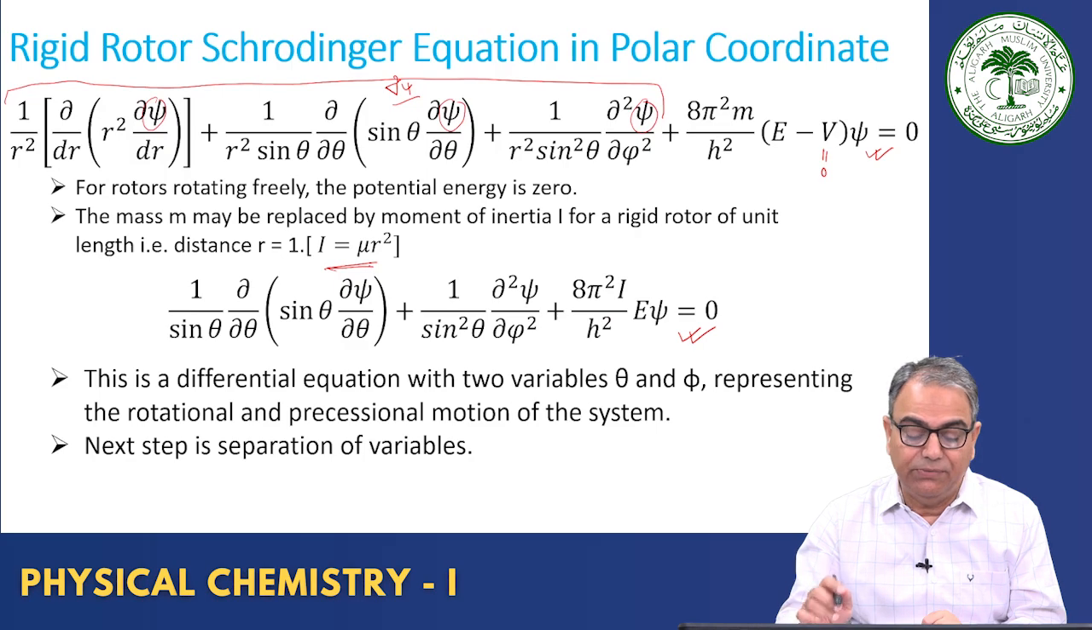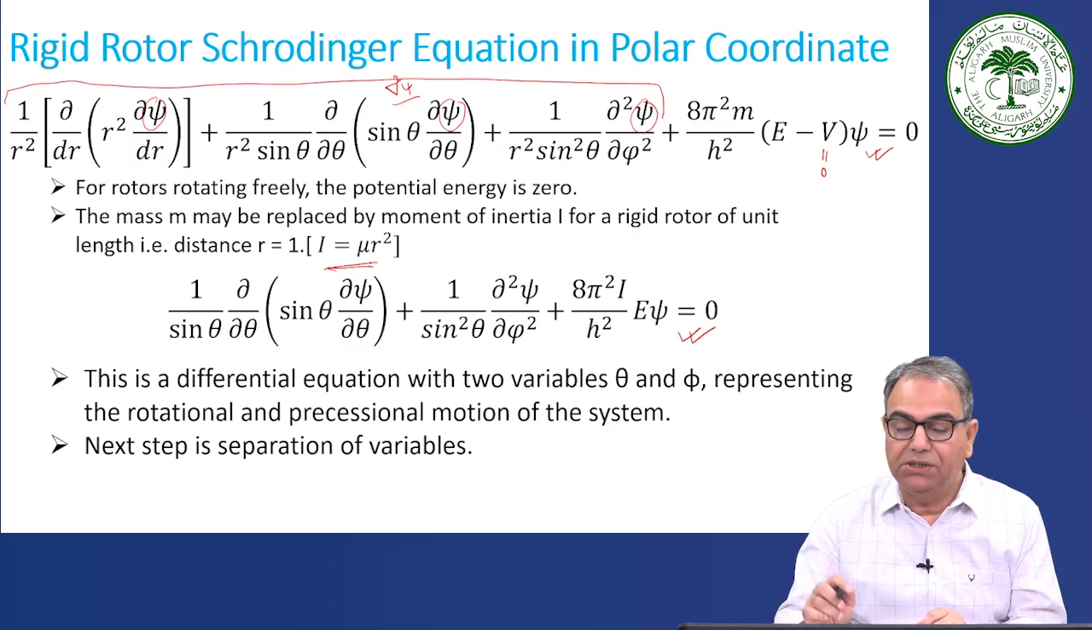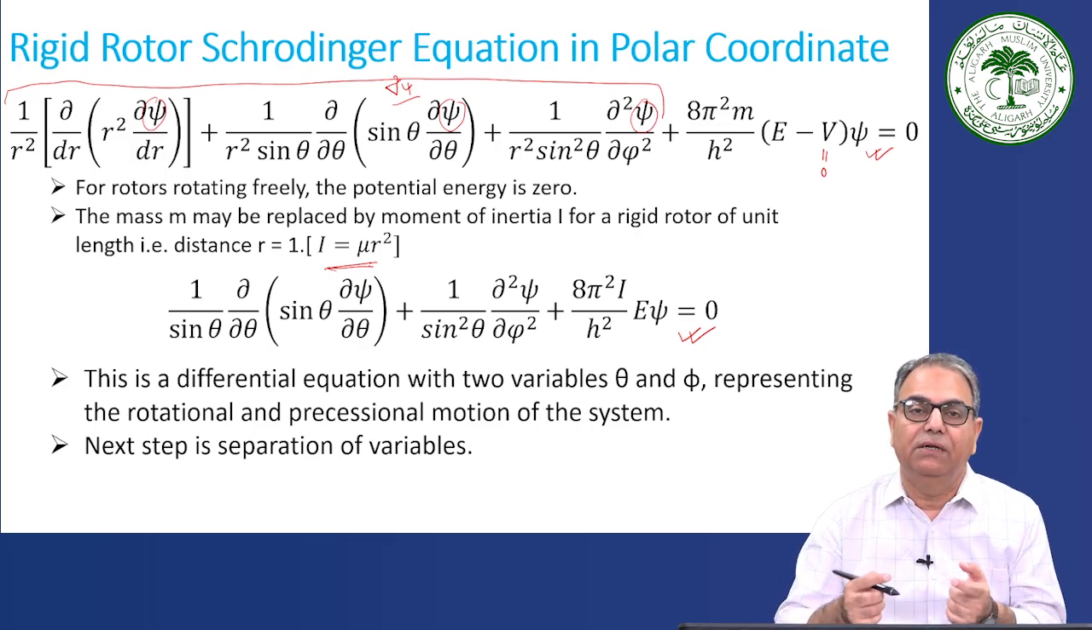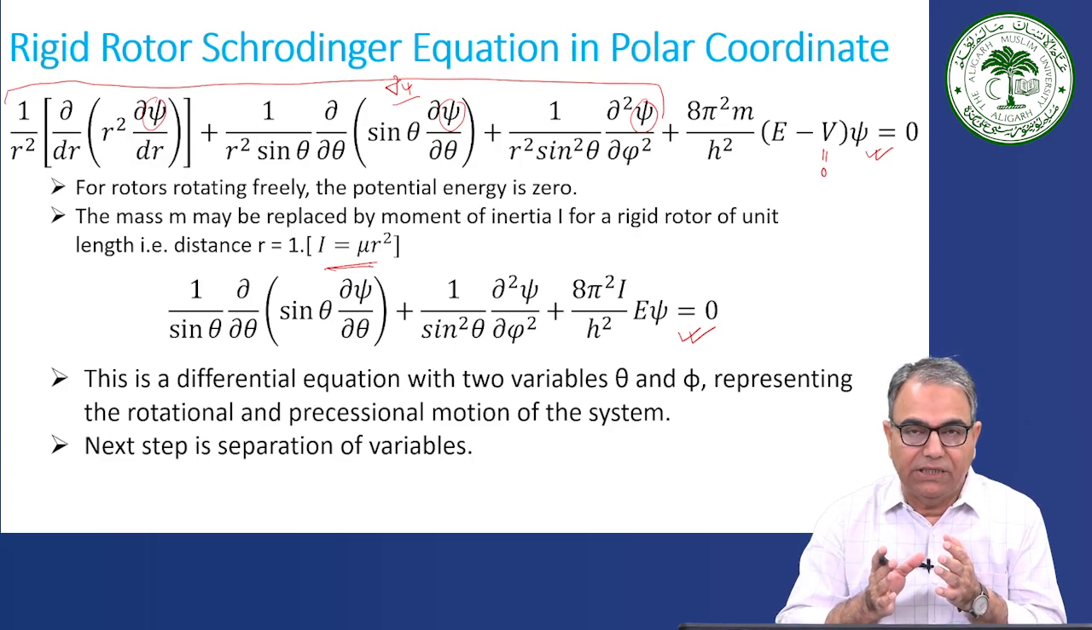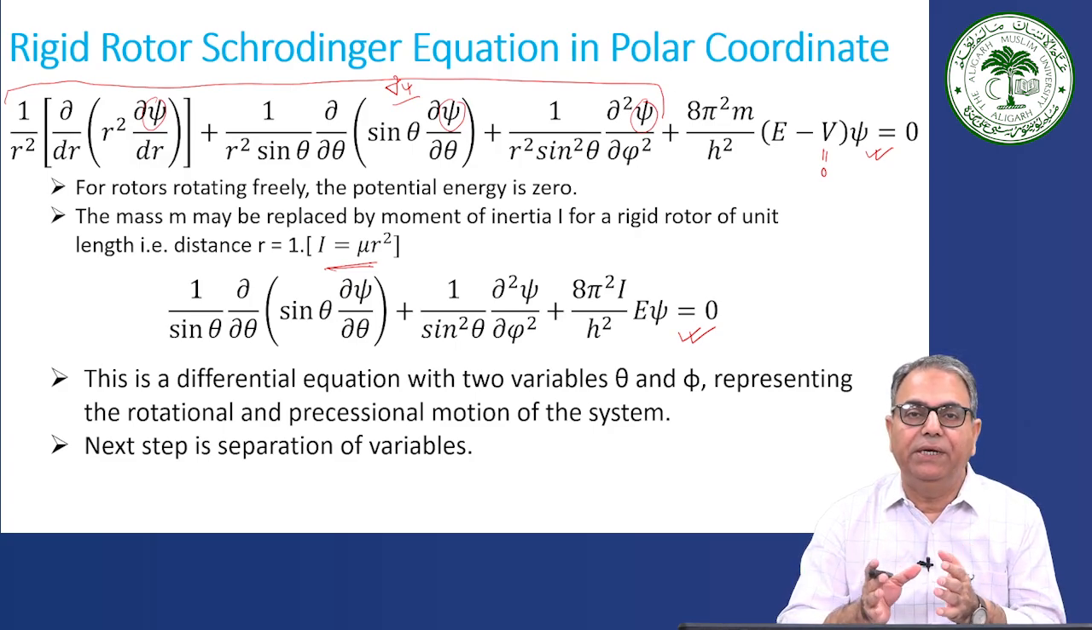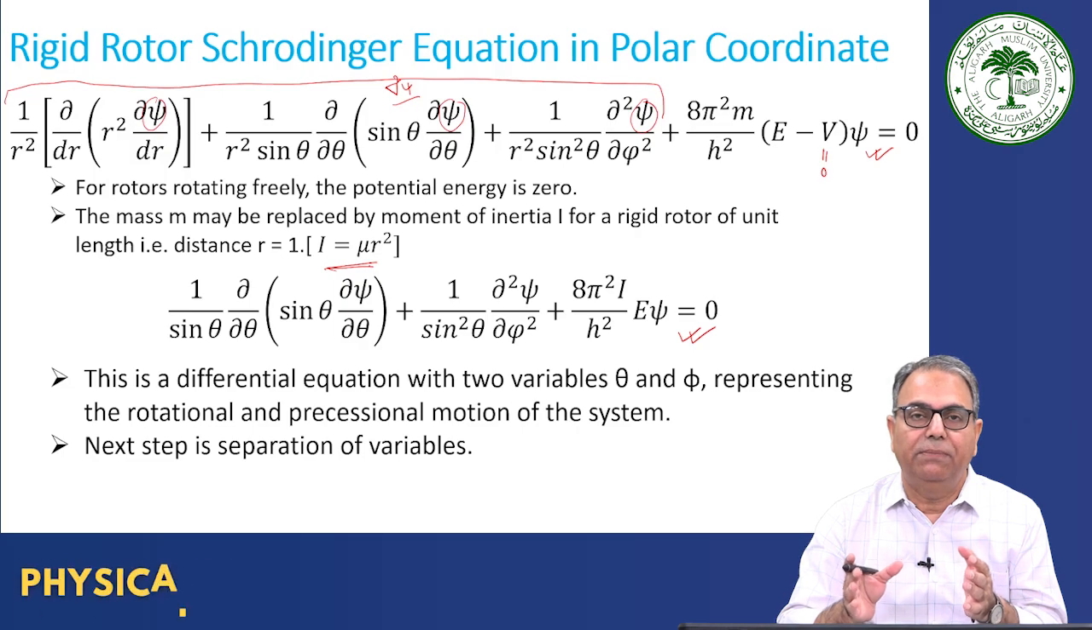But even then, in this particular equation, you have two different variables, theta and phi. These two variables are present here, and they represent the rotational and precessional motion of the system. So, whenever we have more than one variable in the Schrodinger wave equation, what do we do? We earlier did it for a particle in a 3-dimensional box, and for a two-dimensional box also, we do the separation of variables. So we will separate these variables and we will get independent equations so that we can solve those independent equations.